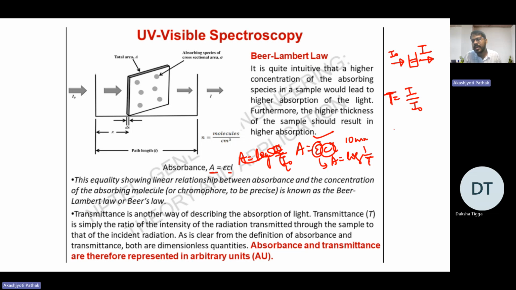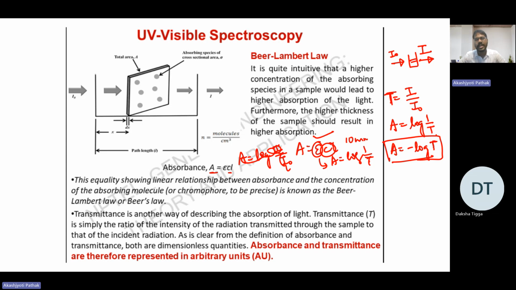Now, the relationship between absorbance and transmittance is: absorbance equals log 1 by transmittance. Or you can write that absorbance is equal to the negative log of transmittance. If you bring this transmittance to the numerator, then you will have a negative log sign, isn't it? So absorbance is the negative logarithm of transmittance. So either you can express it in the form of absorbance, or you can express it in the form of transmittance. The amount of light which is reaching the detector, that is your transmittance. So it is another way.